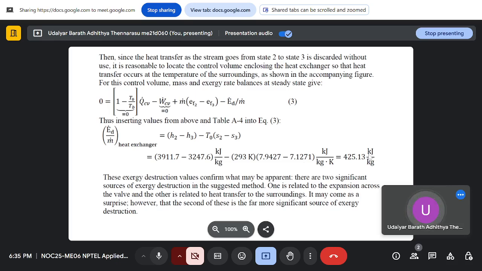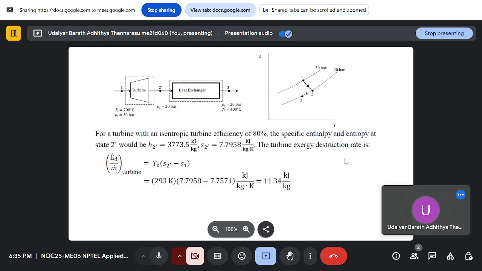So ideally speaking, this has to be changed. To see that, initially we'll convert the valve to a turbine. If we are replacing the valve with a turbine, this is what happens. Initially at state 1, we go to state 2 dash, and then we are rejecting heat to state 3.